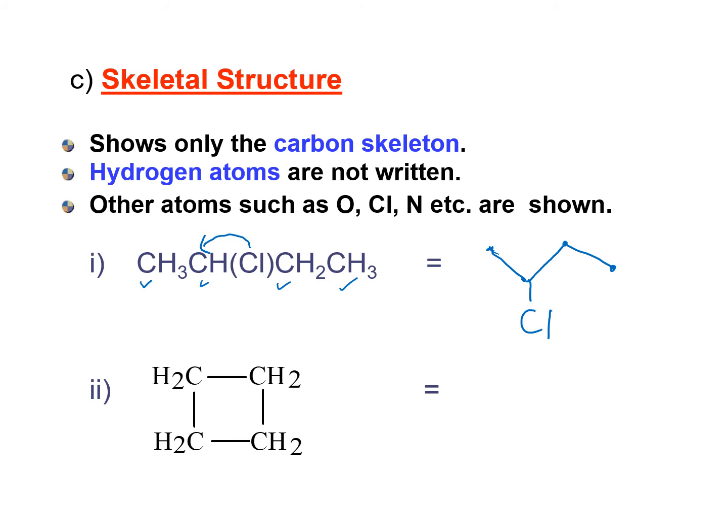Okay. Second exercise, we have 4 carbons in a cyclic structure. So I will draw like this. 1, 2, 3, 4. That's it.